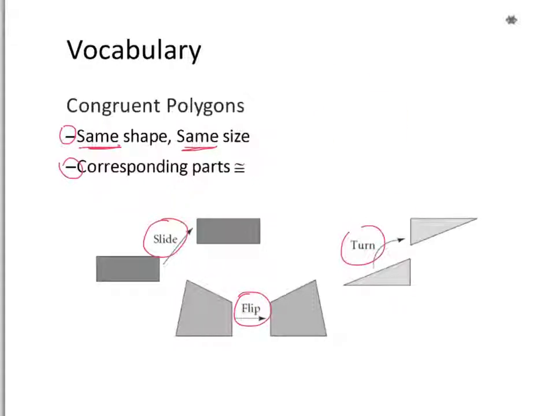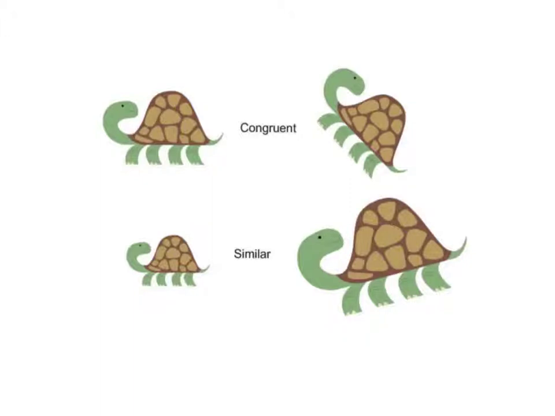Those three, if I can do those three, slide, flip, turn/rotate, then those figures are congruent. I like to use this picture to demonstrate the difference between congruent and similar, because many students get these two mixed up. When you have a congruent set of polygons, you start and end with the same shape and the same size. When you have similar polygons, you start with the same shape, but clearly the sizes are different. So in this example, in the bottom, these two figures are similar, not congruent. You start with the same shape, but not the same size.